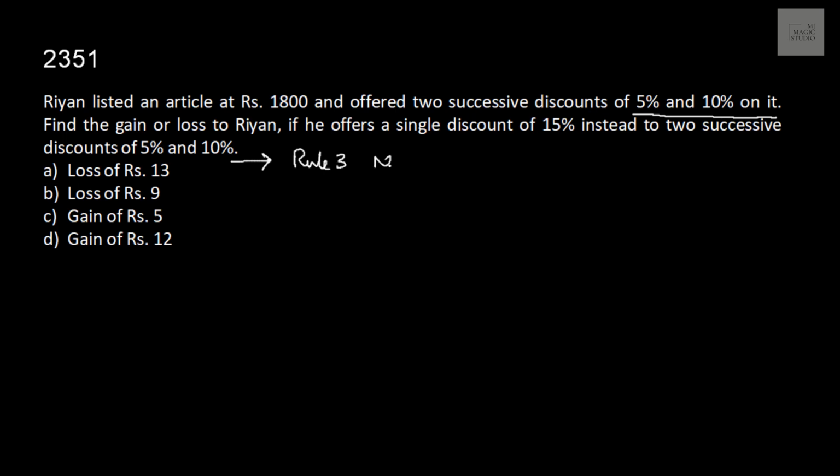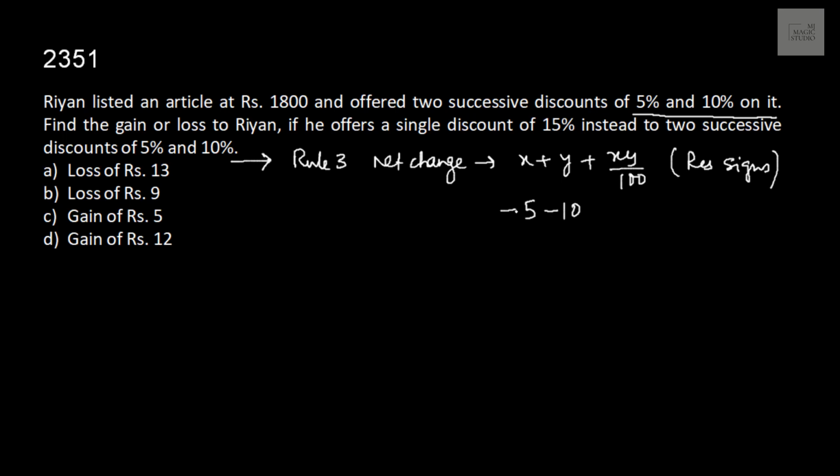First, let's see what is the effect of two successive discounts, where we can use our rule 3, the net changing rule, to find the continuous change. For two successive changes, it is x plus y plus xy by 100 with respective signs. Obviously these are discounts, so we will put a minus sign on this. So that would be minus 5, minus 10, minus 5 into minus 10 is plus 50 by 100. So that comes to minus 14.5%. So if he gives two successive discounts of 5% and 10%, overall he has actually given a discount of 14.5% only.